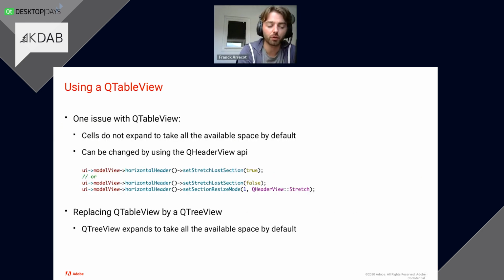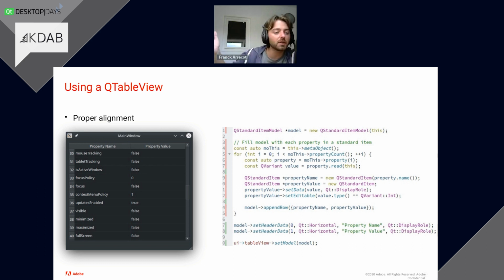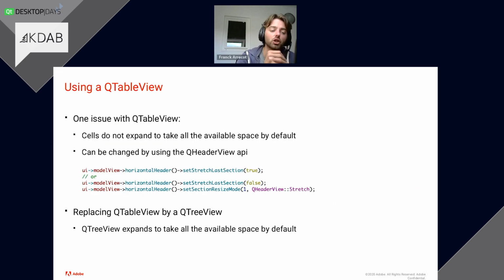One issue that you might have with QTableView is that it does not, as the layout does, fill the whole space. To fill the whole space, you can use a piece of API where you say that, for instance, the last section should fill the whole space if the window is being maximized. You can do that by calling stretchLastSection and giving a true or false. But you can even do that for any column by using setSectionResizeMode and giving the stretch value here or the non-stretch value here. And note that the QTreeView is doing that by default.